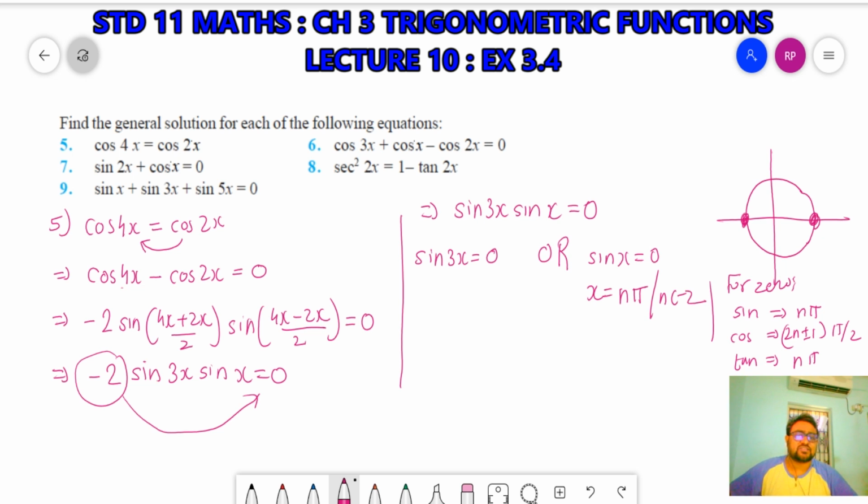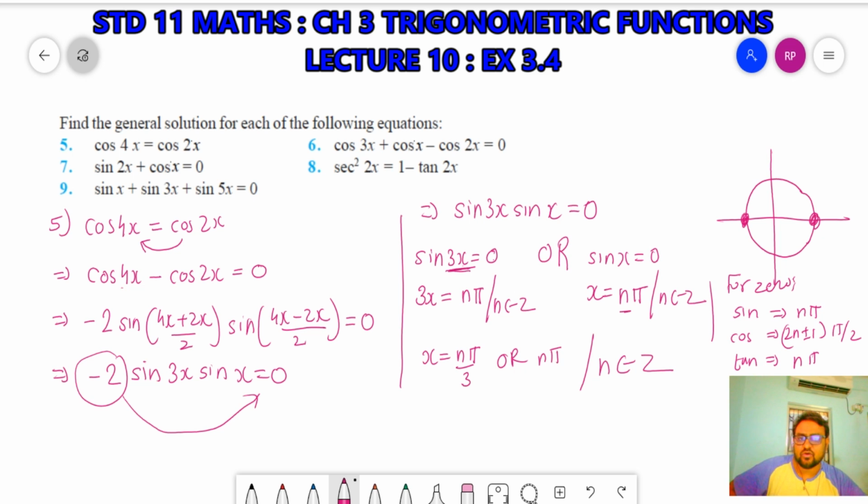Here n belongs to Z. And for sin 3x equal to 0, what is the angle? The angle is 3x. So 3x is equal to n pi, which means x is equal to n pi by 3. Here n belongs to Z. Remember, here the angle is 3x, so you cannot directly take x equal to n pi. You have to take 3x equal to n pi. Clear? So this was about question number 5. Note it down.